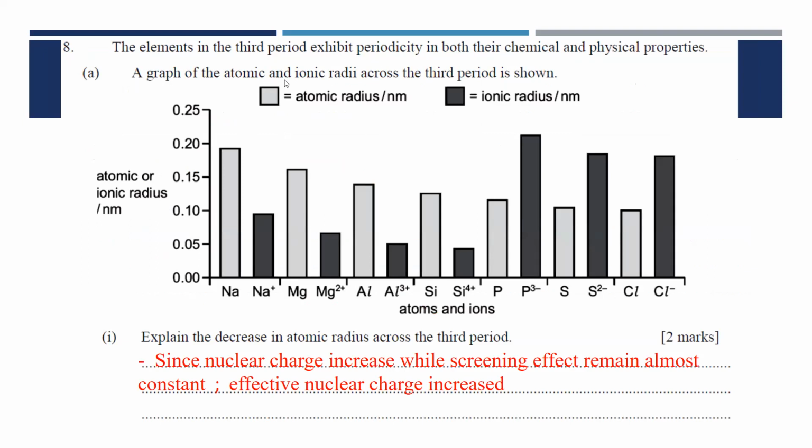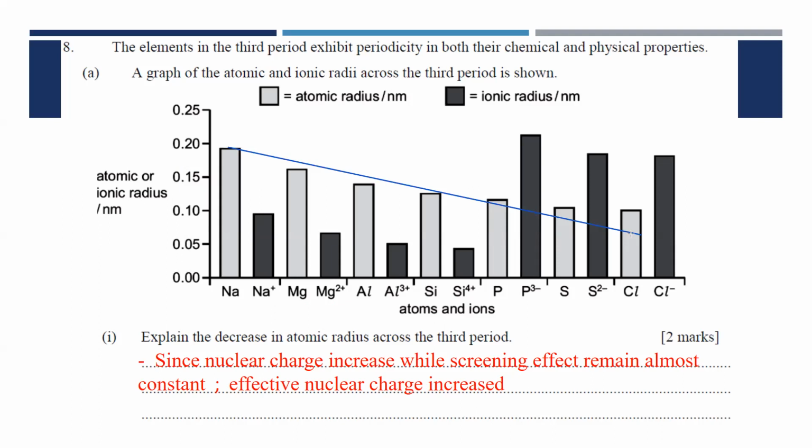So a graph of atomic and ionic radius of the third period is shown below. So this is the graph. Explain the decrease in the atomic radius across the third period. So in here, why does the atomic radius decrease? If this is the line, you have to take notes in here. Okay, I highlight with the blue line.